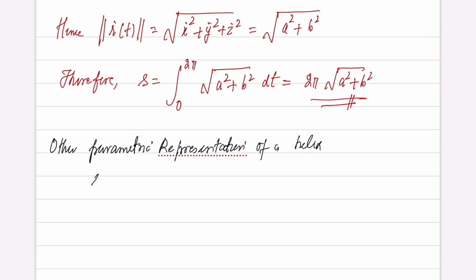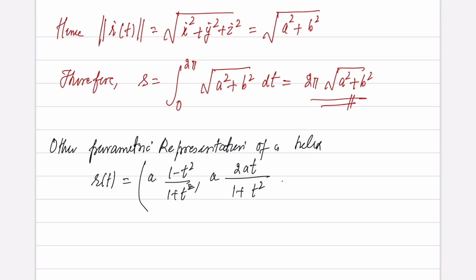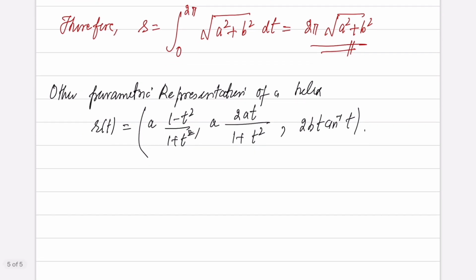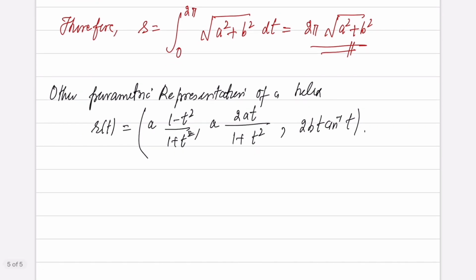We can write down the helix in this way also. r of t is equal to a into (1 minus t square) divided by (1 plus t square). The second coordinate is a into 2t divided by (1 plus t square), and the third coordinate is 2b tan inverse t. So this representation is also a helix, and in fact we can also express our helix as the intersection of two surfaces.